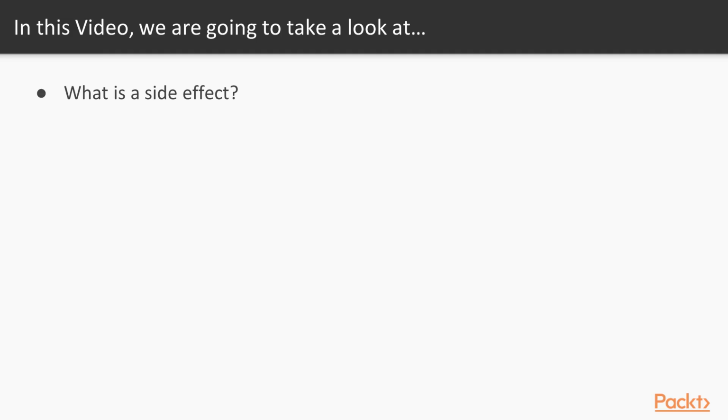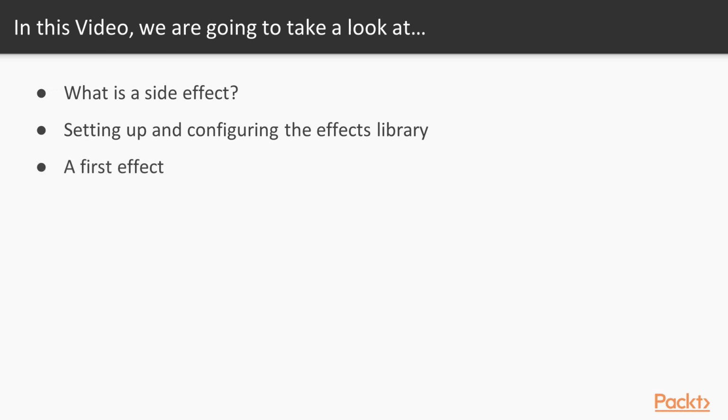So the content of this part is about us discussing what a side effect is. We'll also talk about how to set up and configure the effects library that NGRX provides. And lastly, we'll talk about how to set up our first effect. In the part after this, we'll talk about how to do a more advanced effect so you can really see the benefits of using this library.